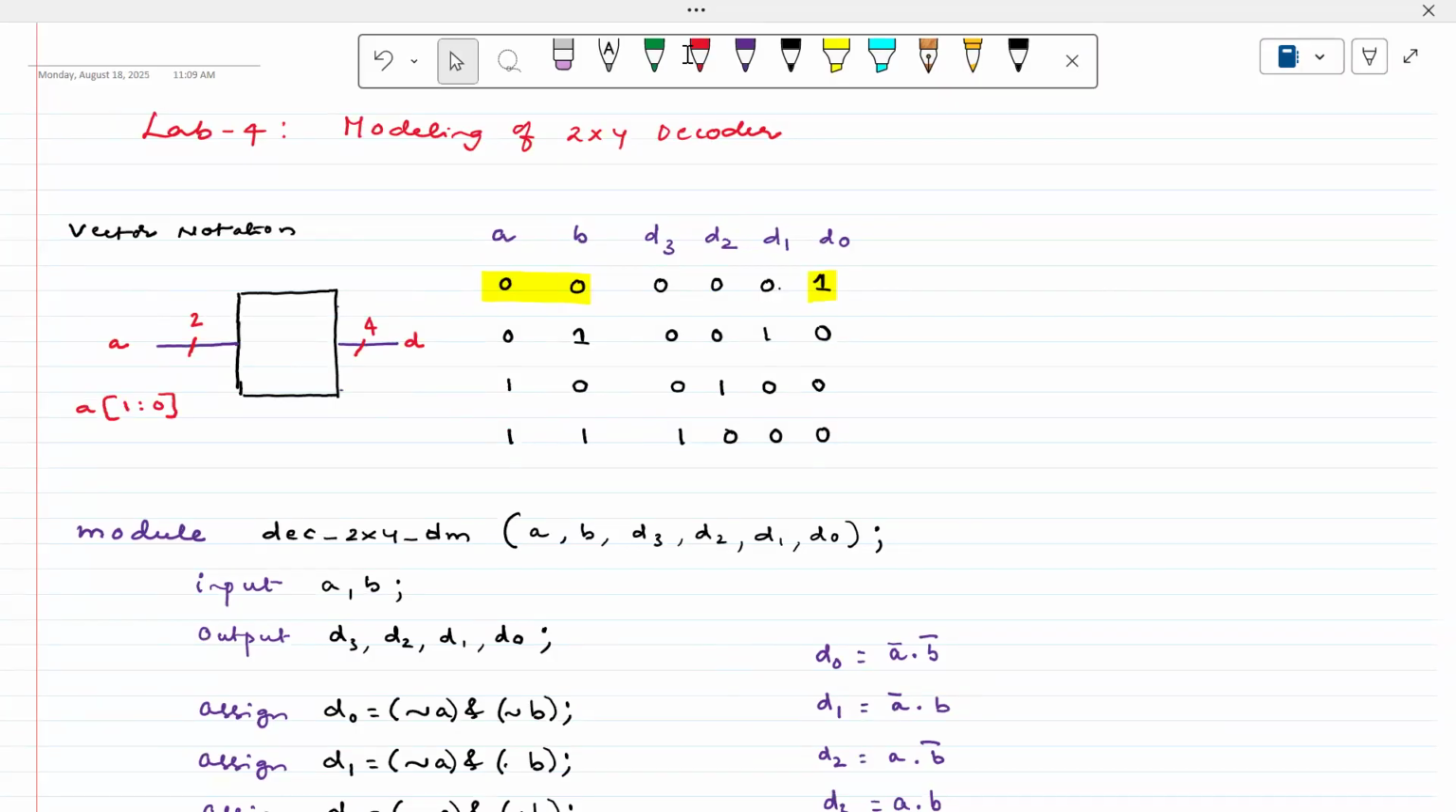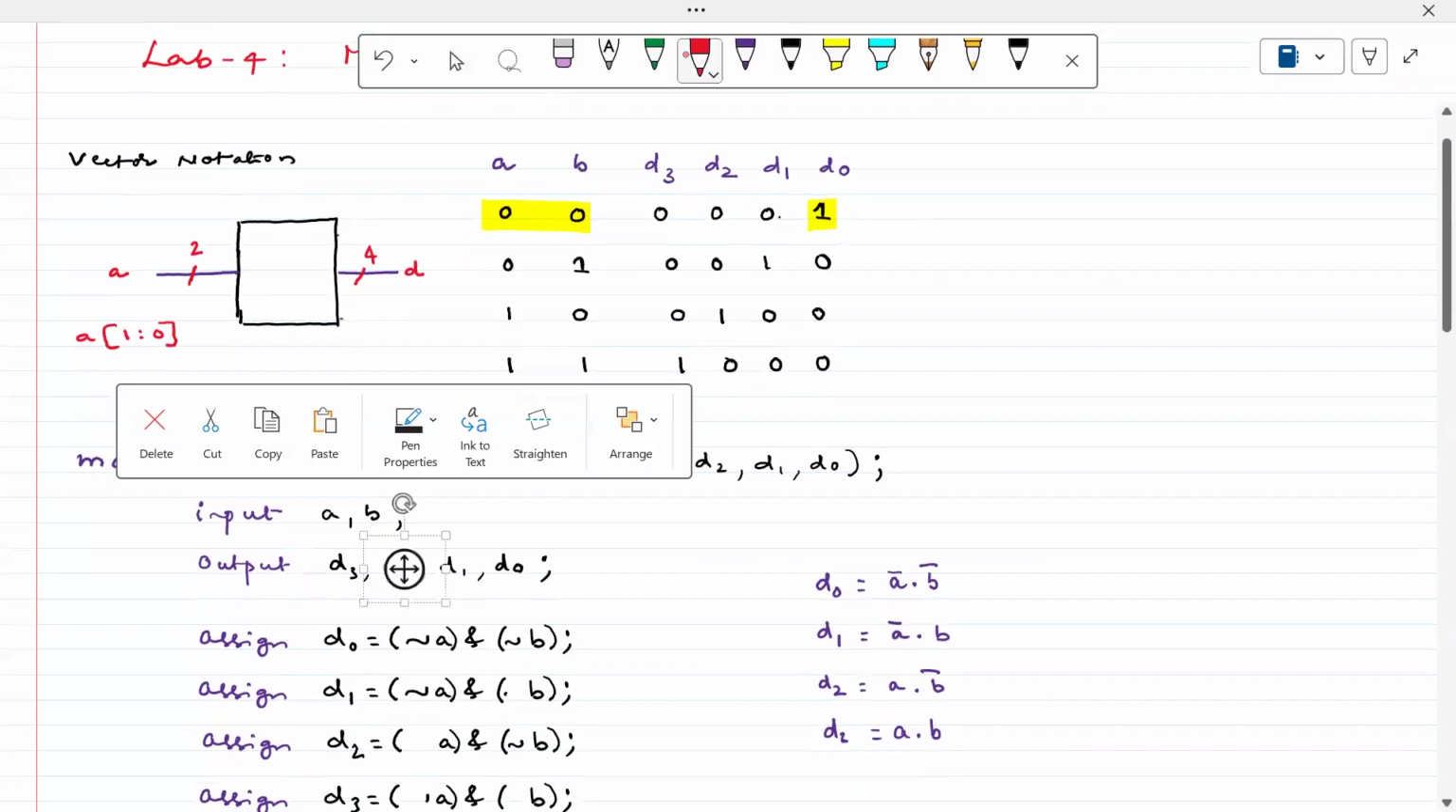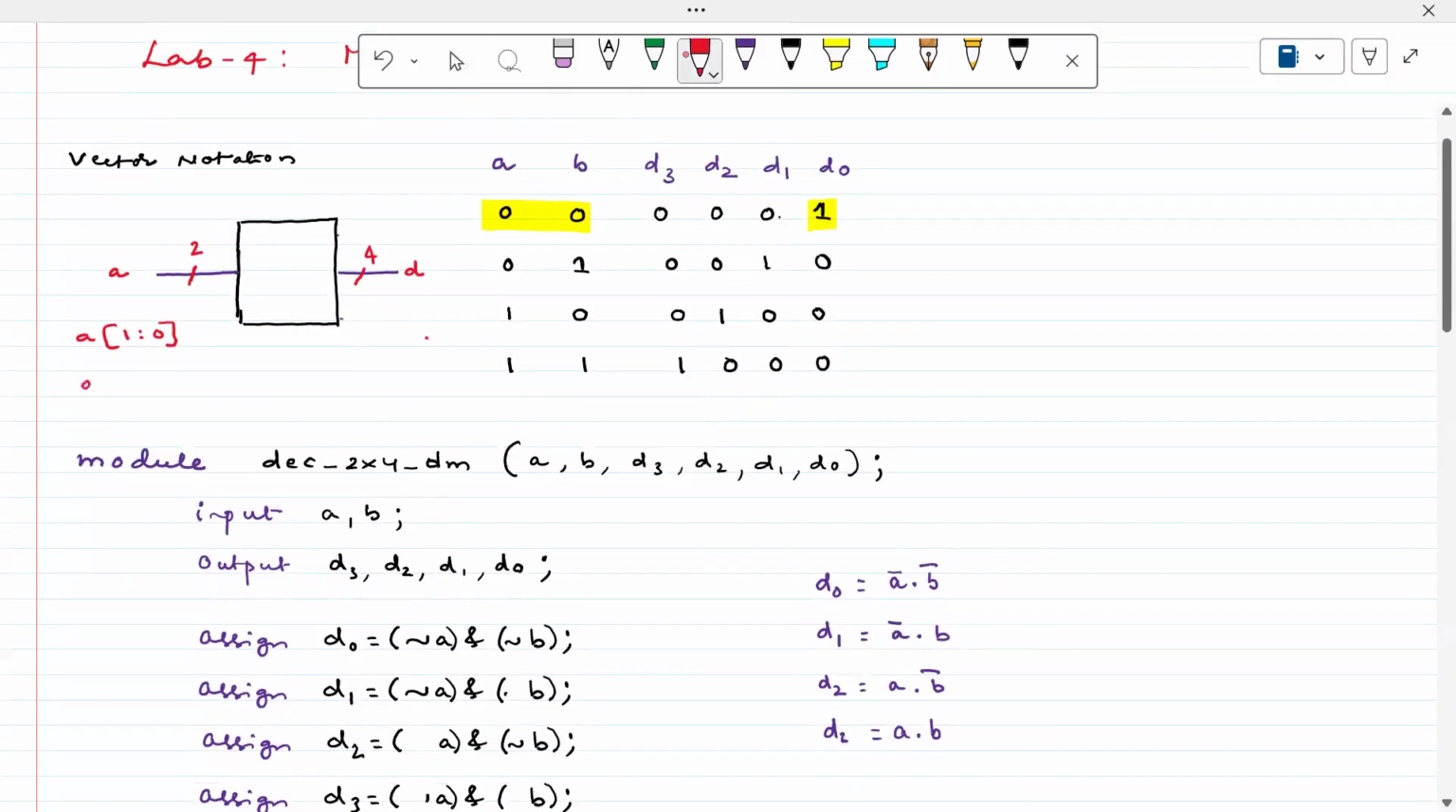So this is the 2-bit line actually. That means the MSB is A of 1, and this is one line. A of 0 is another line. Are you getting the point? So A is actually 2-bit size, represented by A of 1 down to 0. What are the individual lines here? A of 1 is one line, A of 0 is another line.